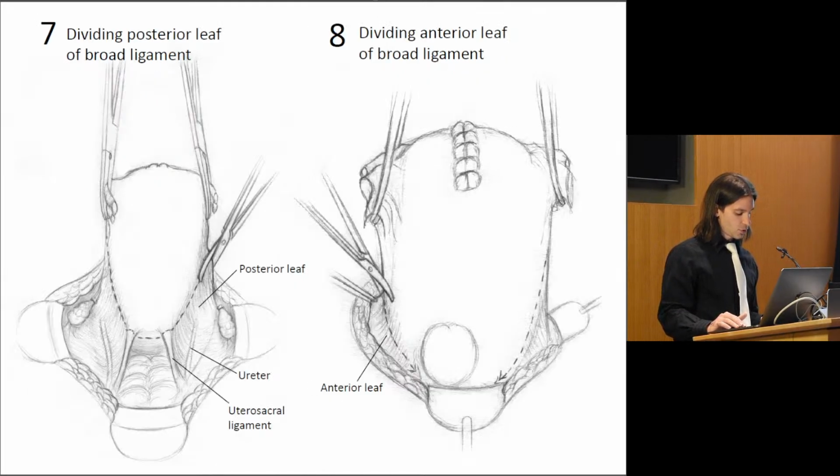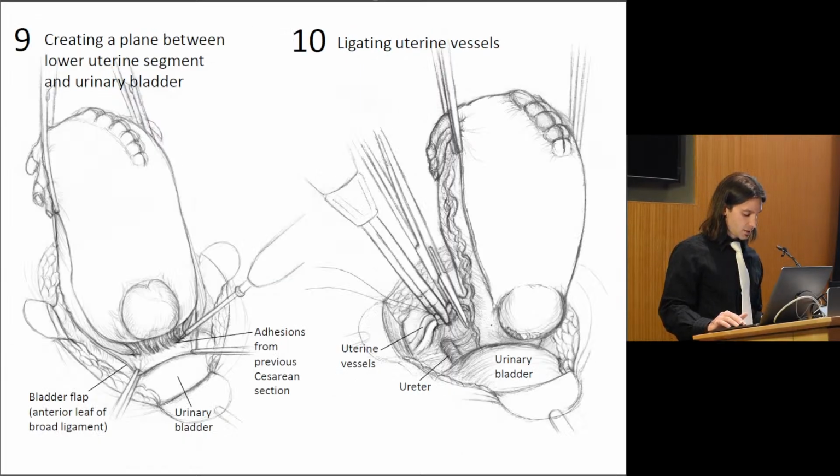In Figure 7, the posterior leaf of the broad ligament is divided. The ureters are identified to be out of the surgical field. The uterosacral ligaments are then divided. In Figure 8, the anterior leaf of the broad ligament is divided, lateral to medial. In Figure 9, a bladder flap is created from the anterior leaf. Adhesions are dissected to create a plane between the lower uterine segment and the urinary bladder.